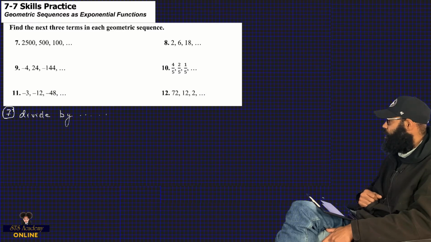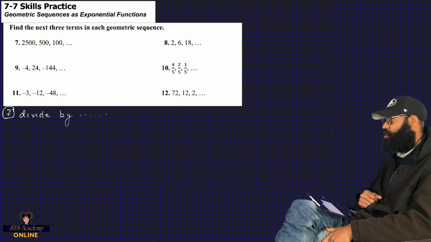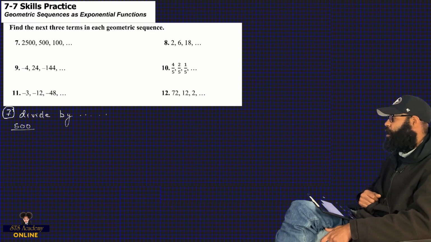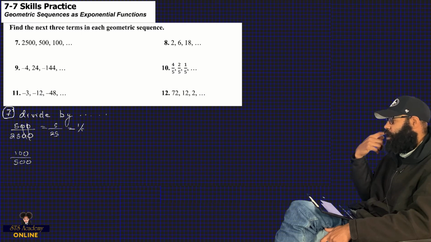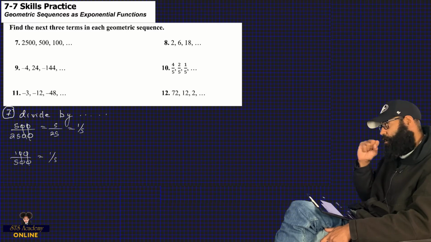Look at that. Have you got it yet, guys? 2,500 divided by 5. Oh, I want to show it. So this is going to tell me, right? This is what we did earlier on. 500 divided by 2,500, 100 divided by 500, and it should give you the same thing, right? 1/5. And over here, same thing, 1/5. So literally, divide by 5.